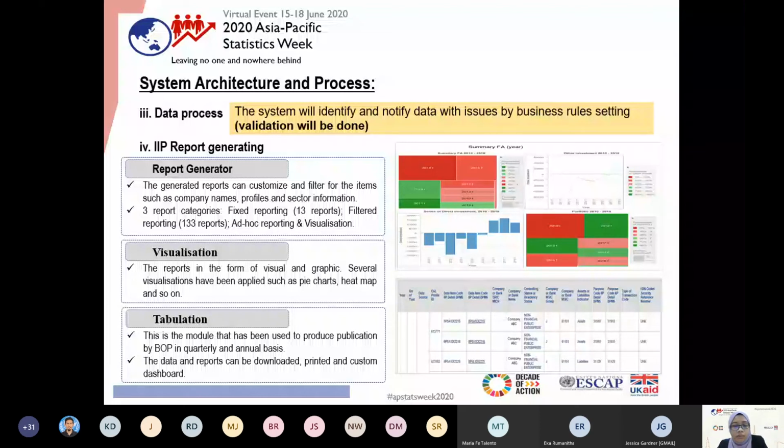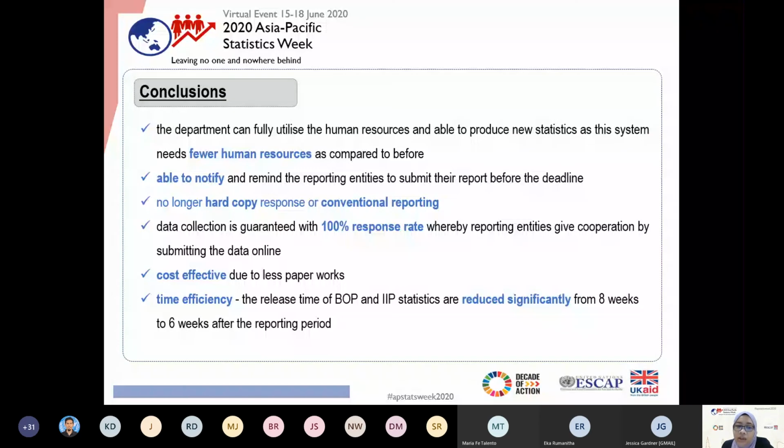So to end my presentation, for conclusion, using this implementation of the system, our department can fully utilize the human resources and is able to produce new statistics, as the system needs fewer human resources as compared to before. And this system replaces the conventional data collection, whereby fewer human resources are needed.